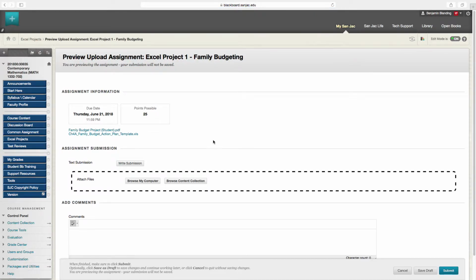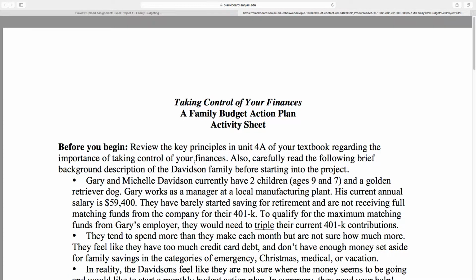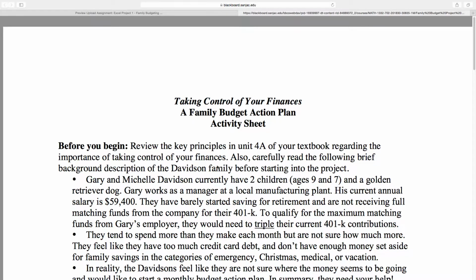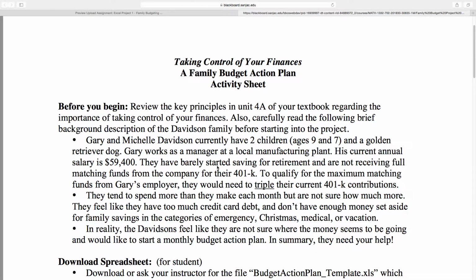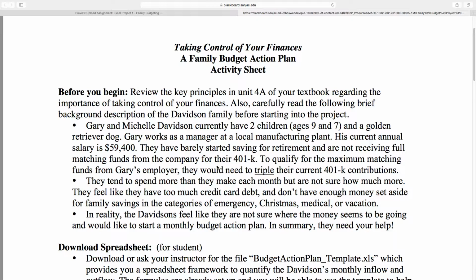There are two components. One is an instruction sheet PDF file. The other is the Excel file. You'll need both of these. So first, let's download the PDF. So read through. The gist of it is that the Davidson family is spending more money than they are bringing in each month. And so you are tasked with trying to find out how much more they're spending than they're bringing in.